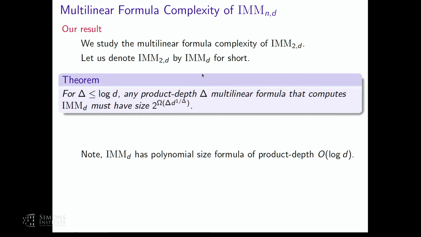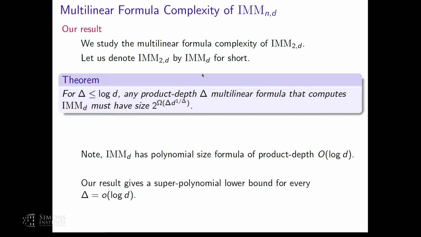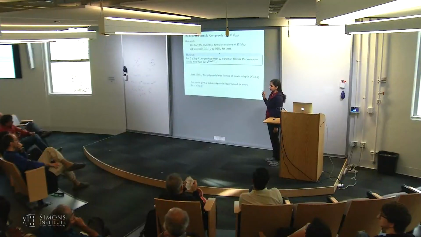What is product depth? Product depth is the maximum number of product gates that you may encounter while going from leaf to root. It's just like depth, it's easier to do some accounting with this. So the improvement is putting the delta in the exponent, adding the delta to the d to the 1 over. That's right, that's right. So this is the result.